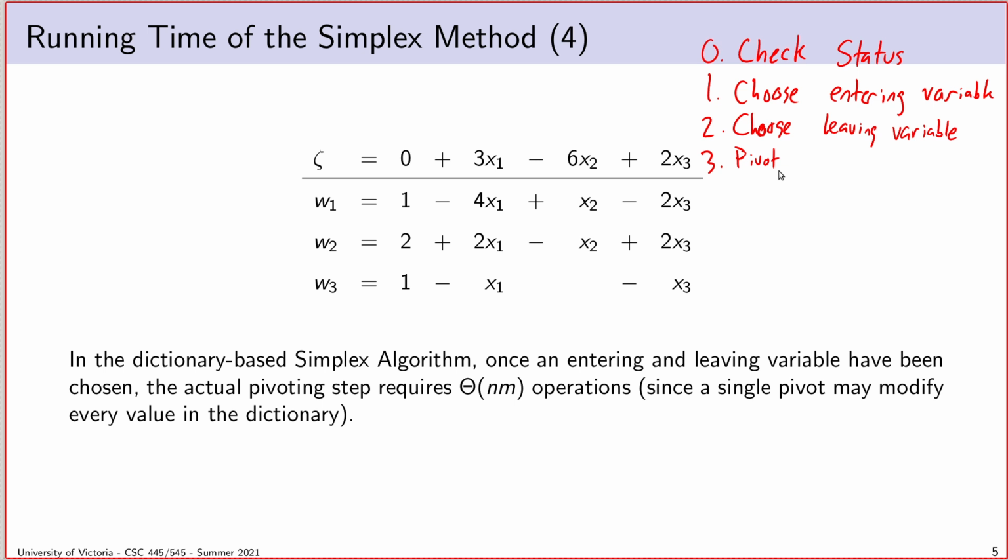Basically, what I'm going to conclude here is that actually performing the pivot eats up more time than all the other ones, and therefore the running time of the actual pivoting dominates that of everything else. We should still talk about that. So first, once I've chosen my entering and leaving variables, the actual pivoting step of adjusting my dictionary requires big theta of this number of operations.